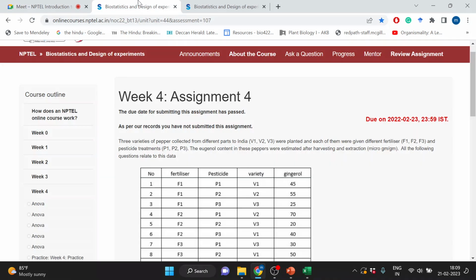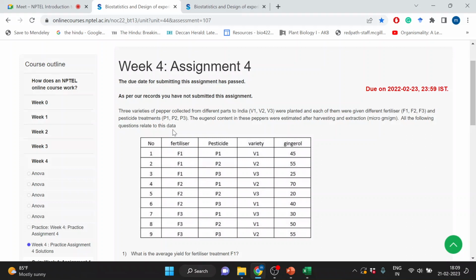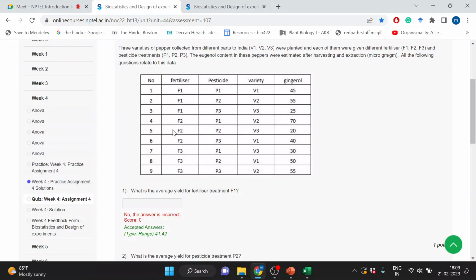So in today's class, we'll just do one example of ANOVA, and I think that's about it for today's class. So everyone has gone through the videos for ANOVA. When do you use an ANOVA? When do you use a t-test? How is a t-test different from an ANOVA?